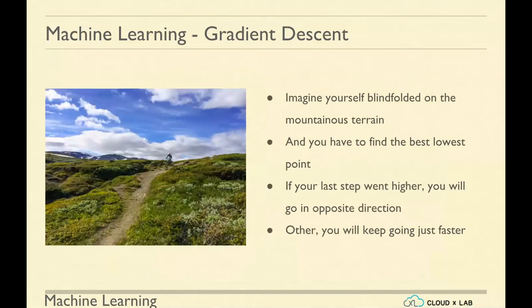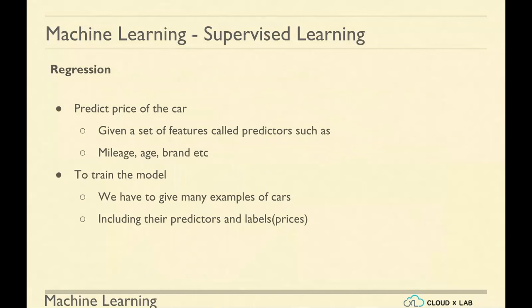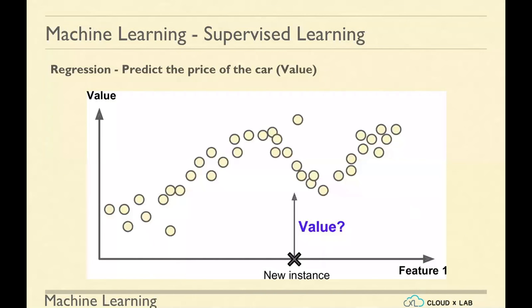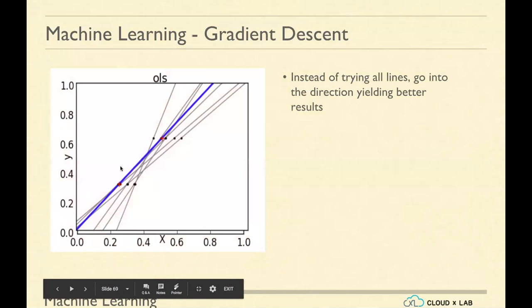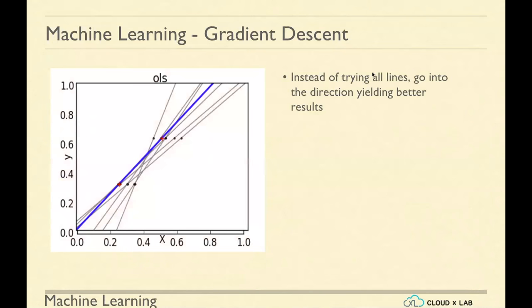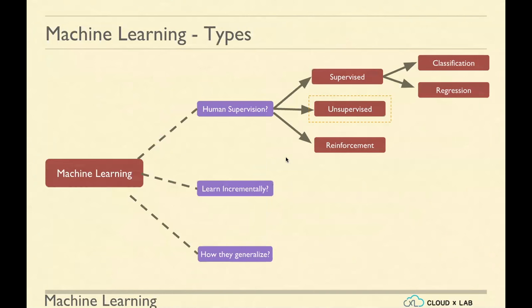So we talked briefly about this. In the case of regression, instead of trying all possible lines that go through the data points, let's say we are trying to figure out which line will go through these data points, we go in the direction that's yielding better results. That's basically gradient descent. We will go into more details later.